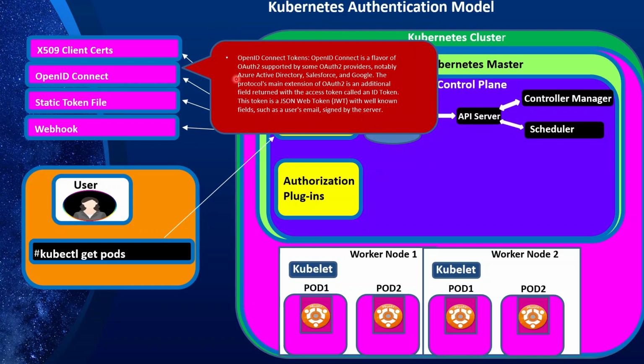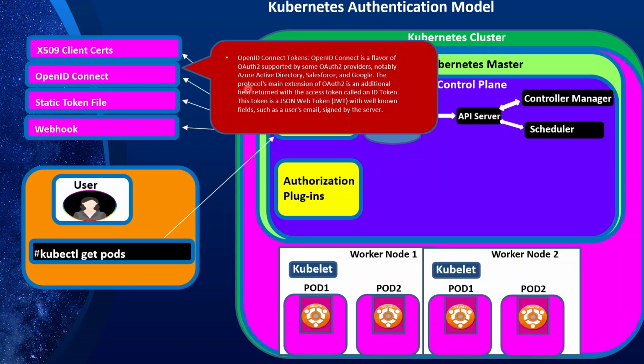Another option is OpenID Connect tokens. OpenID Connect is a flavor of OAuth 2, supported by some OAuth 2 providers such as Azure Active Directory, Salesforce, and Google. So these are cloud-based infrastructure, but you can also use some other ones such as Okta, which we will be covering in a future episode. So you don't have to rely on Azure or Google, for that matter, or AWS. You can also set up your own infrastructure, and we go through that in a future episode.